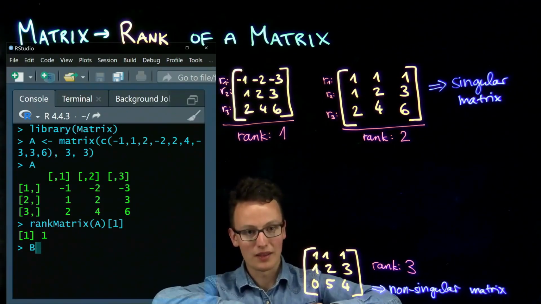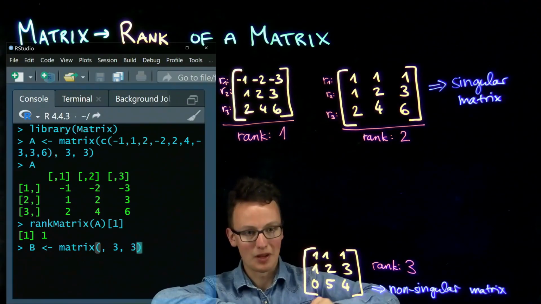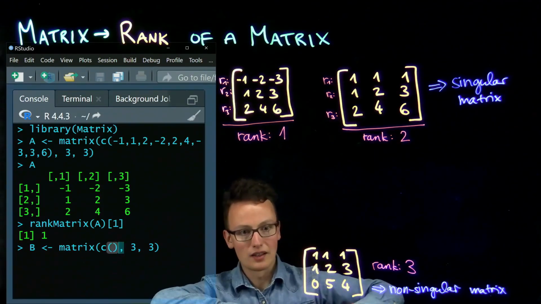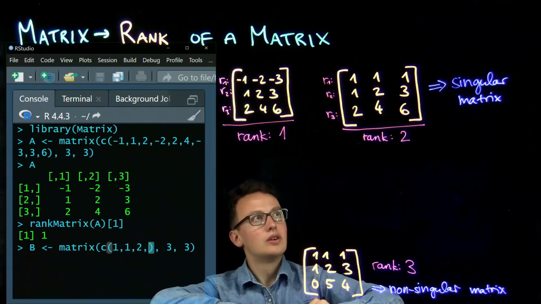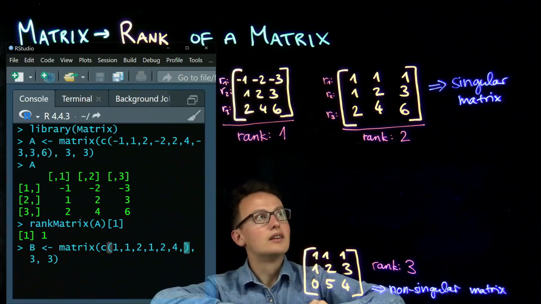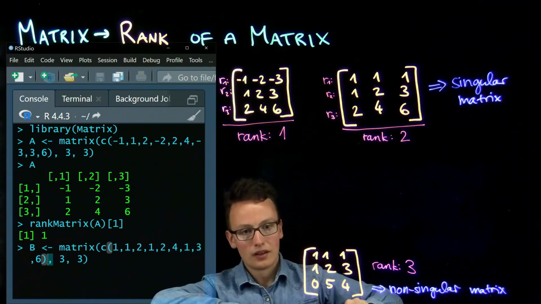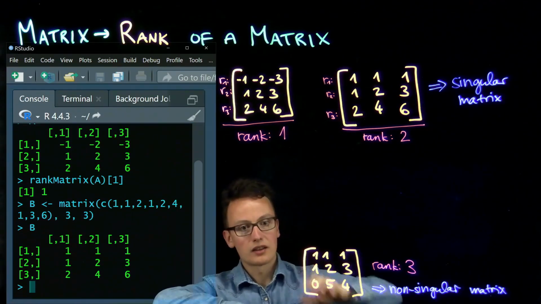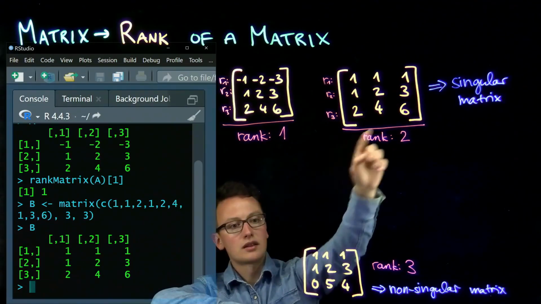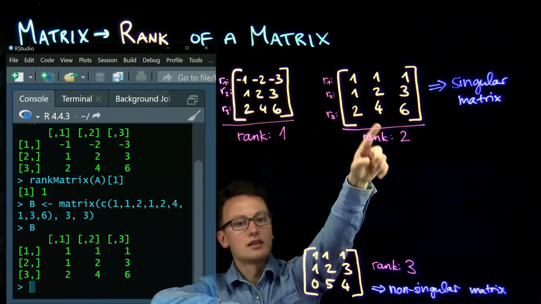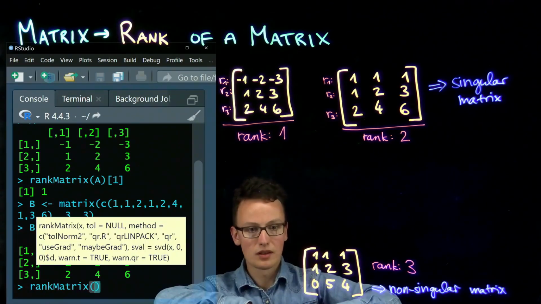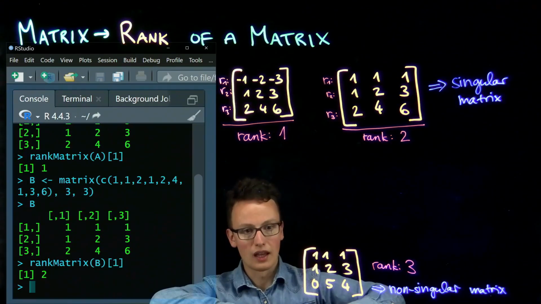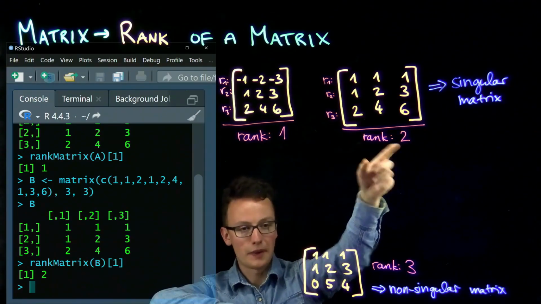So we can again define this as B, let's call it B maybe, which is a matrix again of dimensions 3 by 3. And we'll have to plug in those values. So 1, 1, 2, 1, 1, 2, 1, 2, 4, and 1, 3, 6. Sanity check, indeed that looks quite the same as what we had written here. And we can also do rankMatrix of B, and this gives us 2, just as we had expected.